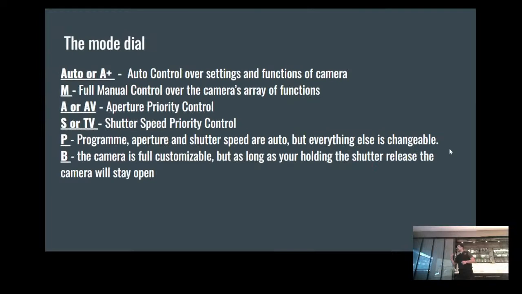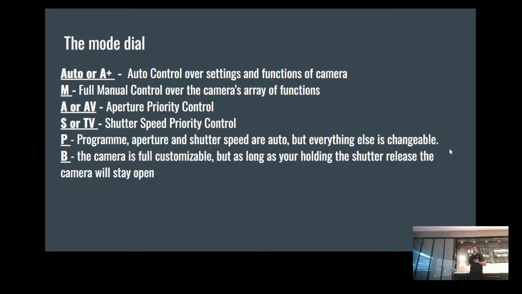So Auto or A+ is automatic control over the settings and functions of the camera. If you're just looking to shoot and take pictures and compose the picture on the screen, and you don't know how to set everything and monitor all that, go with Auto or A+. If you are someone who understands how to do everything and you're very comfortable with that, full manual control over the camera's array of functions, that's M.